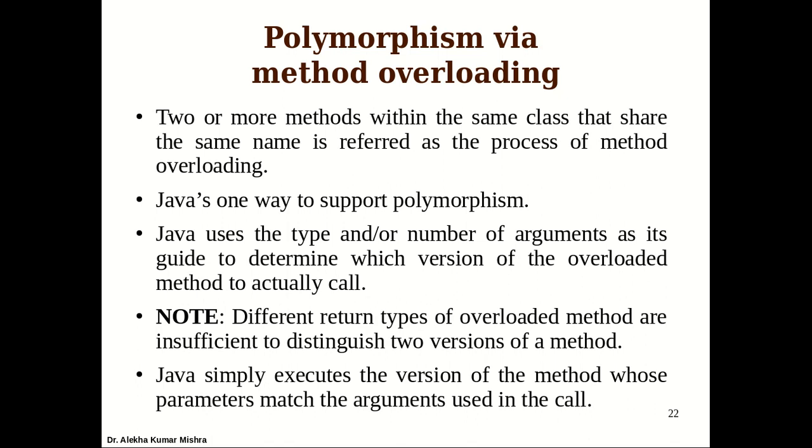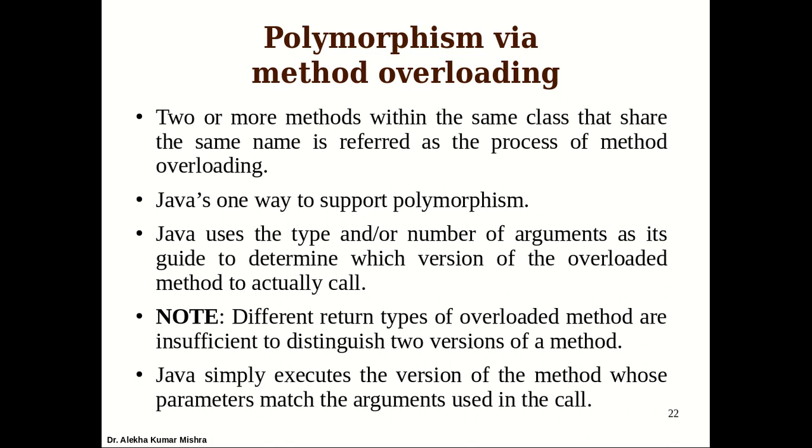Now when we have multiple methods, Java decides which method to call. If there are, let's say, five to six methods with the same name, then Java decides which method to invoke depending upon the number of arguments and the type of the arguments. That helps Java decide which overloaded version of the method is to be called during method invocation.